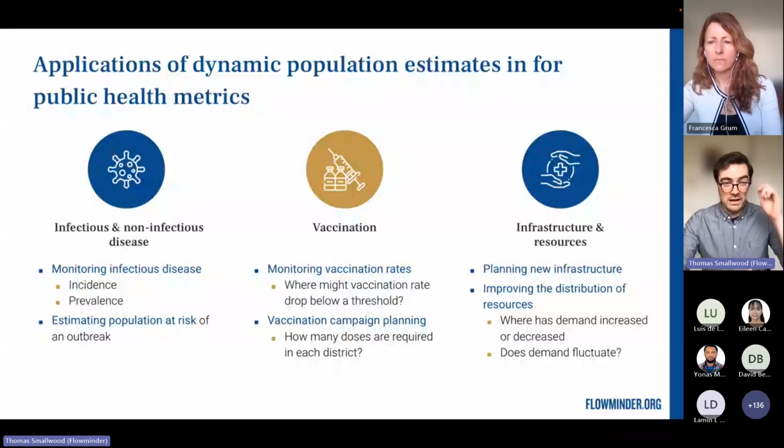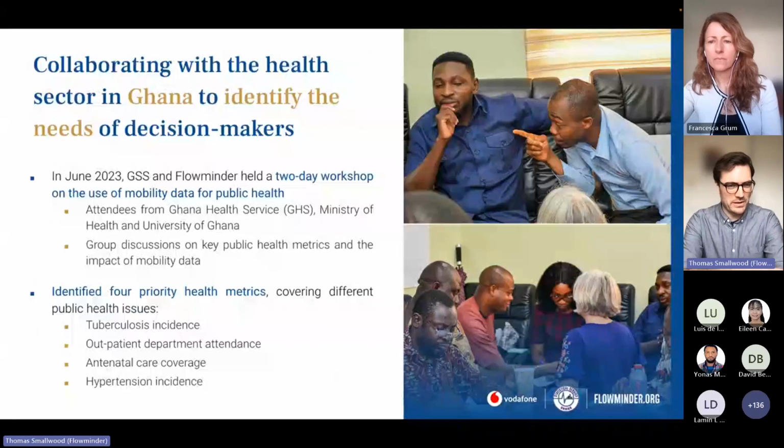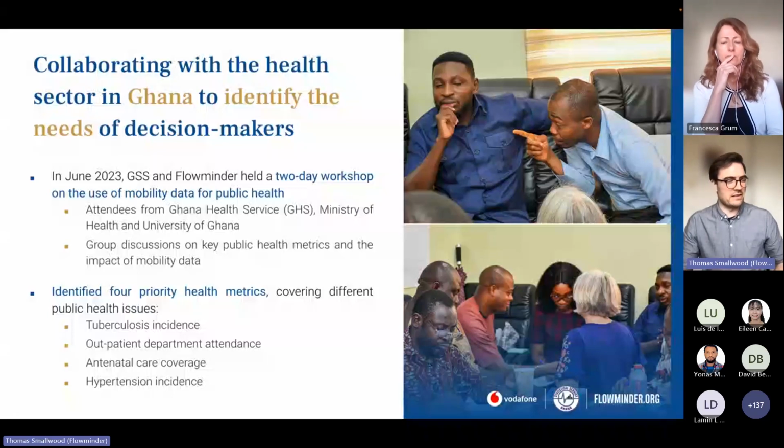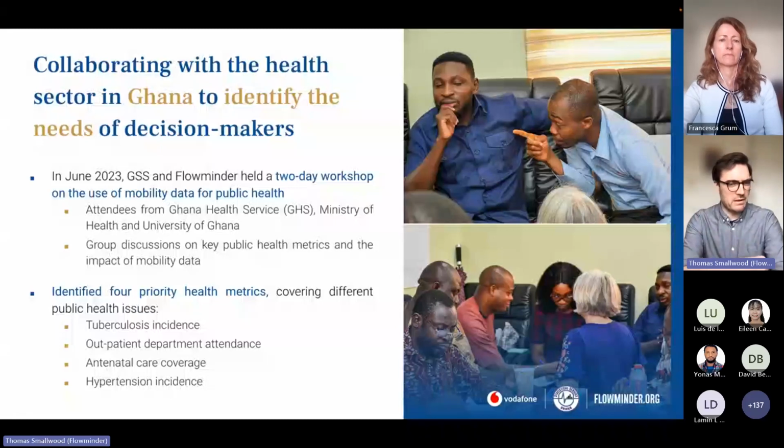So one of the places where we've been working on public health applications is Ghana, in partnership with GSS and Telecel, previously Vodafone Ghana. And in June 2023, GSS and Flowminder held a 2-day workshop on the use of mobility data with Ghana Health Service, the Ministry of Health, and the University of Ghana. And we worked with groups to identify some key priority health metrics that they would be interested in applying these dynamic population estimates to calculating. And in those groups, we identified 4 metrics that we're going to take a look at, which were tuberculosis incidence, outpatient department attendance, antenatal care coverage, and hypertension incidence.